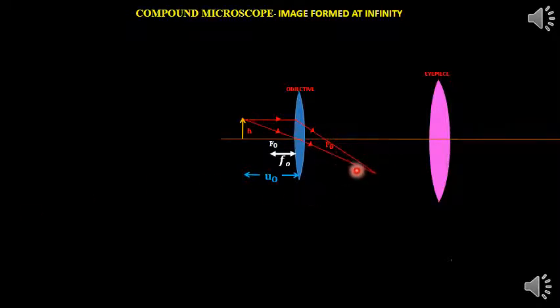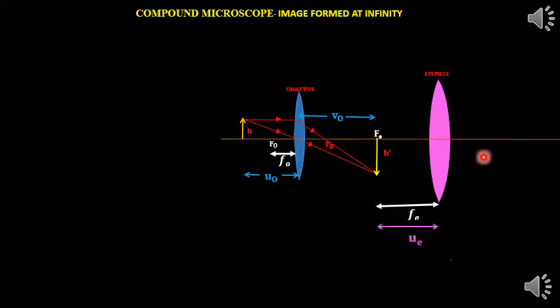Since these two rays are converging in nature, a real, inverted and magnified image is formed on the other side of the lens. The separation between two lenses is so adjusted that the image lies at the focus of the eyepiece. This image acts as an object for the eyepiece, which acts like a simple microscope.